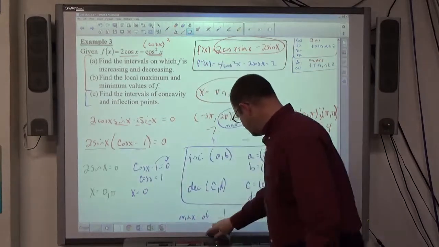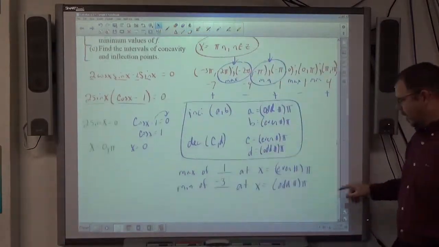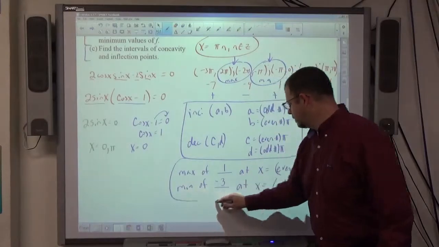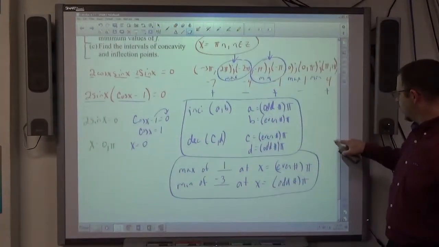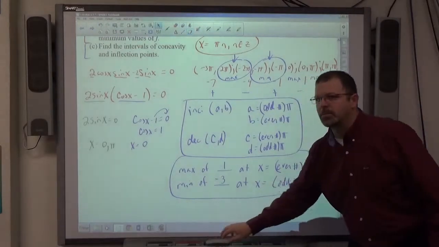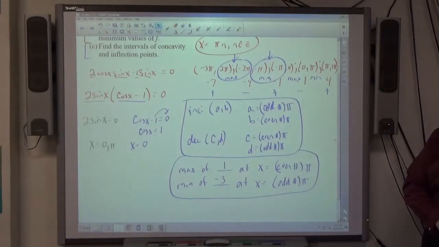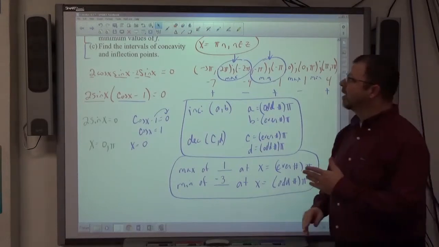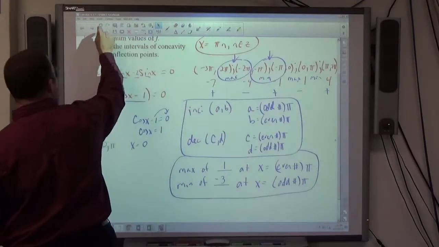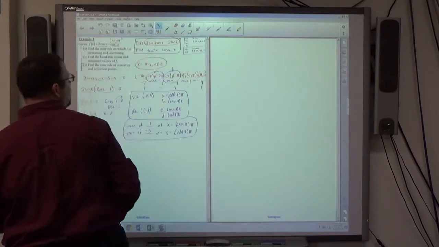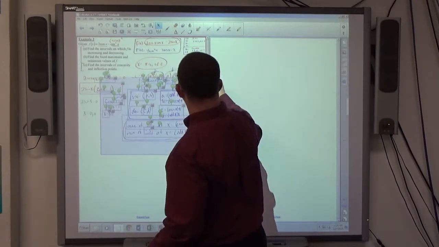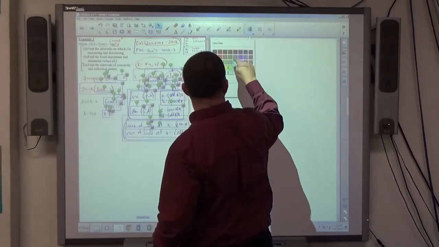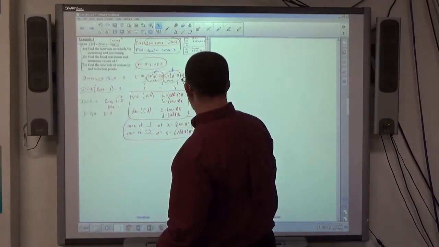All right, so just like that, we've done parts A and B. Figured out all the increase and decreasing intervals along with the minimum and maximum values. All right. Finally, intervals of concavity inflection points come from the second derivative. I'm going to go to a new sheet of paper here. Do all that in red.